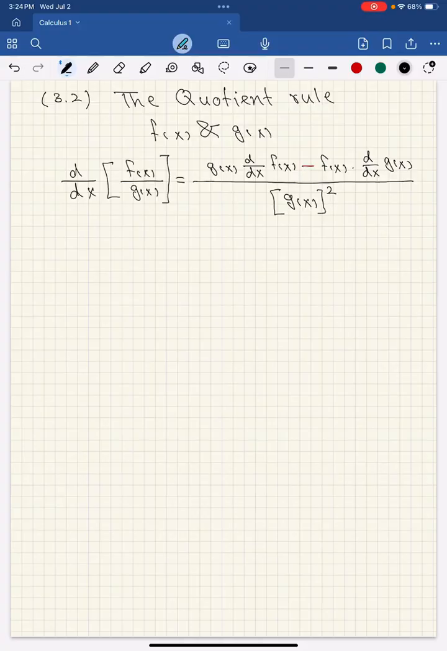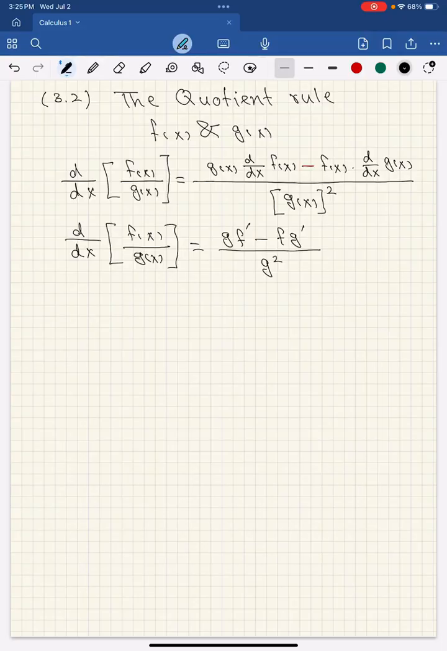Also, I can write this one in prime notation for you. d dx of f of x over g of x equals g f prime minus f g prime over g squared. For some students, this form becomes easy to memorize. g f prime minus f g prime over g squared.